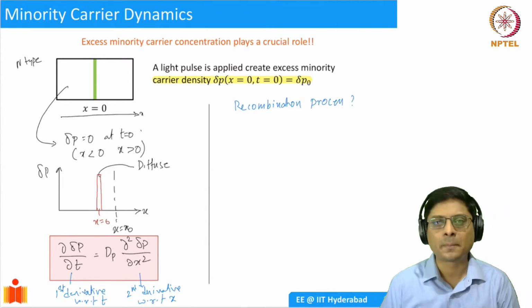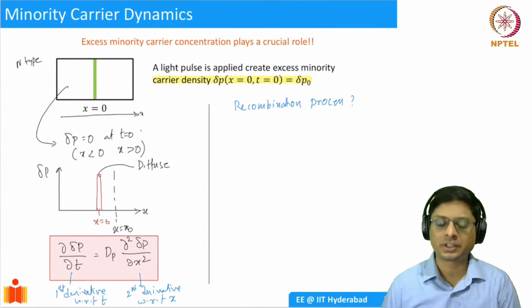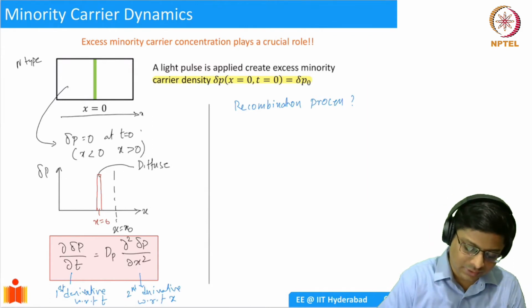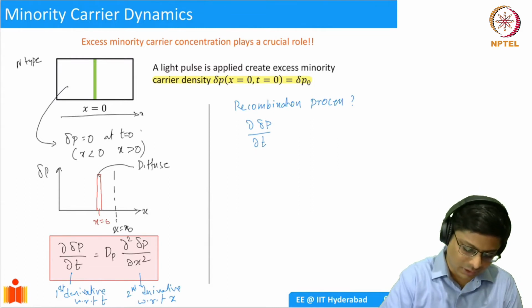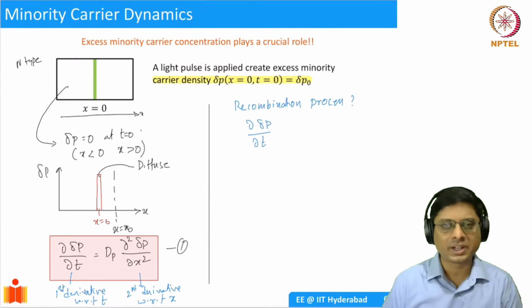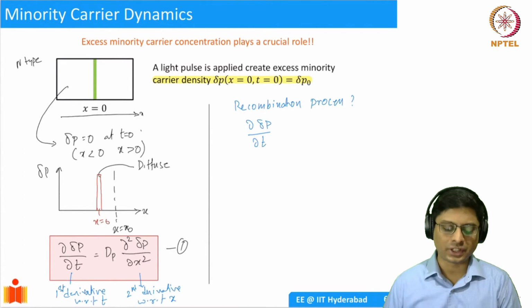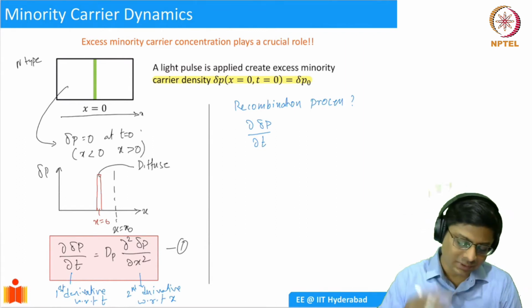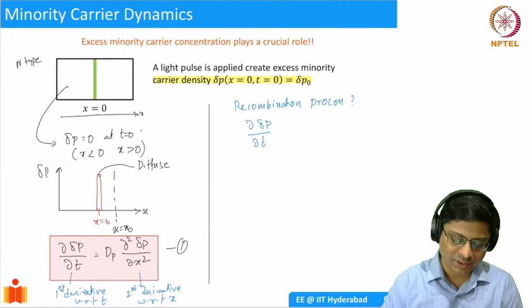How does that happen? We want to monitor how the minority carrier density changes with respect to time. So let's write it as partial derivative, same partial derivative with respect to time. So over here, if I call this equation one, I'm only talking about a diffusion process. Okay, but definitely we know that there's going to be a recombination process that also has to be accounted for, and that's why this is going to be partial derivative with respect to time of delta p, the excess minority carrier density.